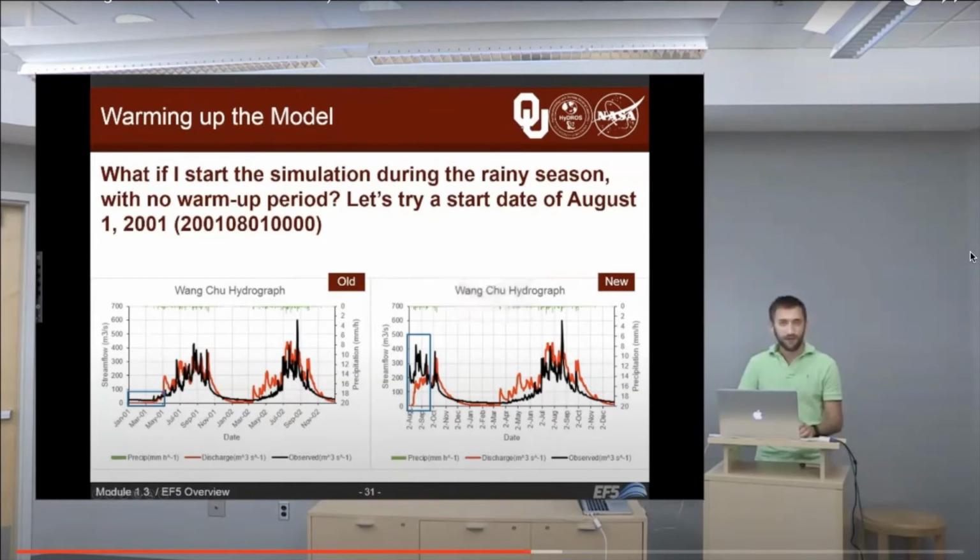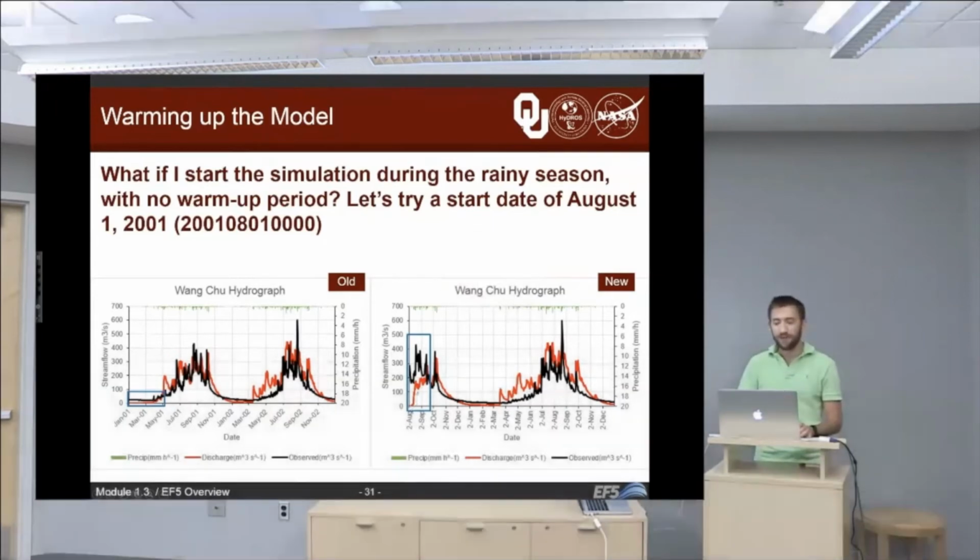The red line starts way at the bottom at 0, and it takes a couple of weeks until it gets up to a level that looks somewhat accurate.